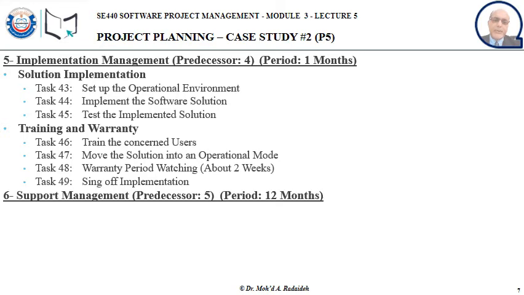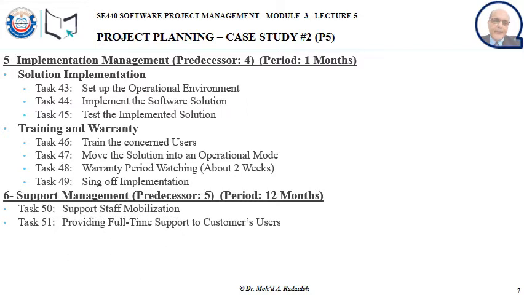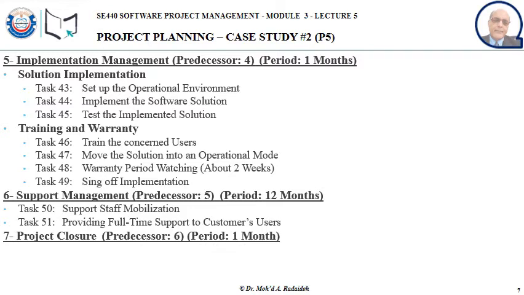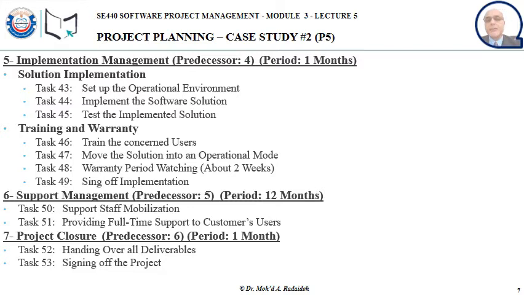Stage number 6, the support management. It depends on number 5 and it takes like 12 months. It has 2 tasks, task 50 and task 51. Number 7, the project closure. 1 month, it comes after the end of the support, number 6, and it has 2 tasks, handing over all deliverables and then signing off the project.